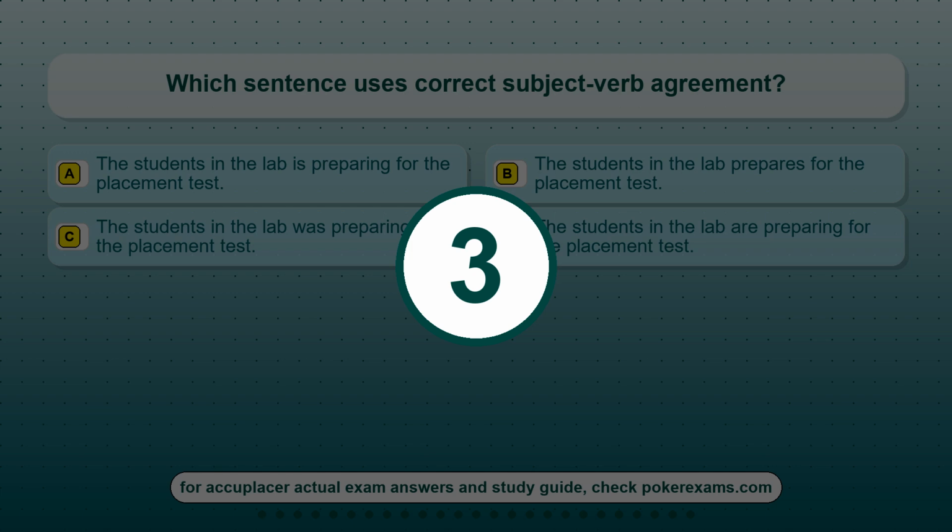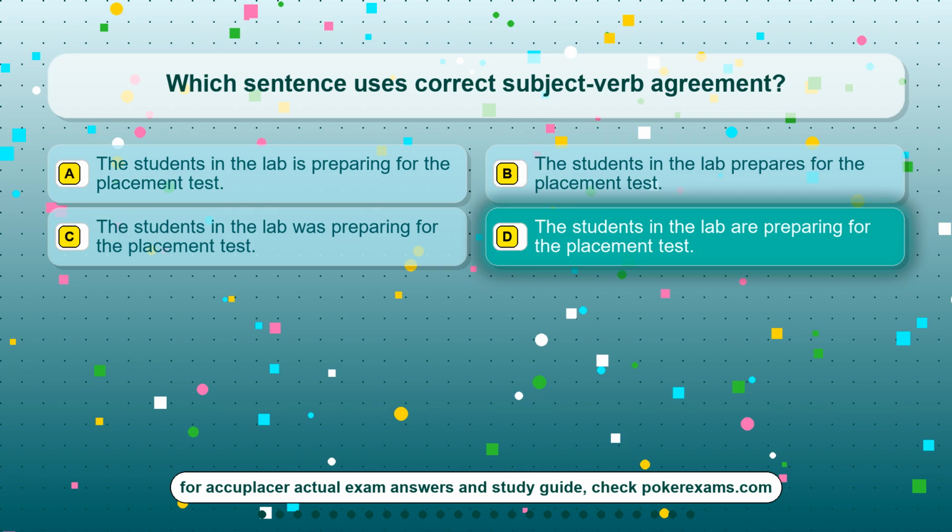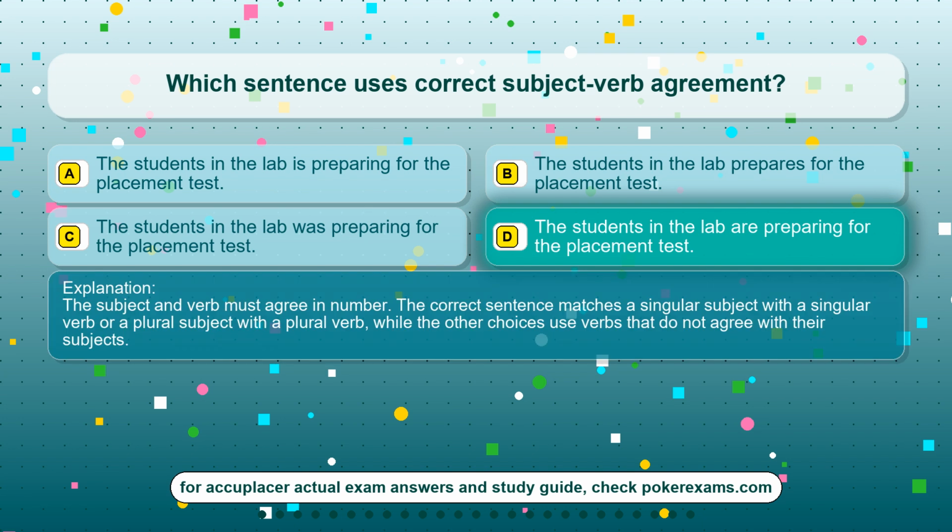The correct answer is option D. The students in the lab are preparing for the placement test. The subject and verb must agree in number. The correct sentence matches a singular subject with a singular verb or a plural subject with a plural verb, while the other choices use verbs that do not agree with their subjects.